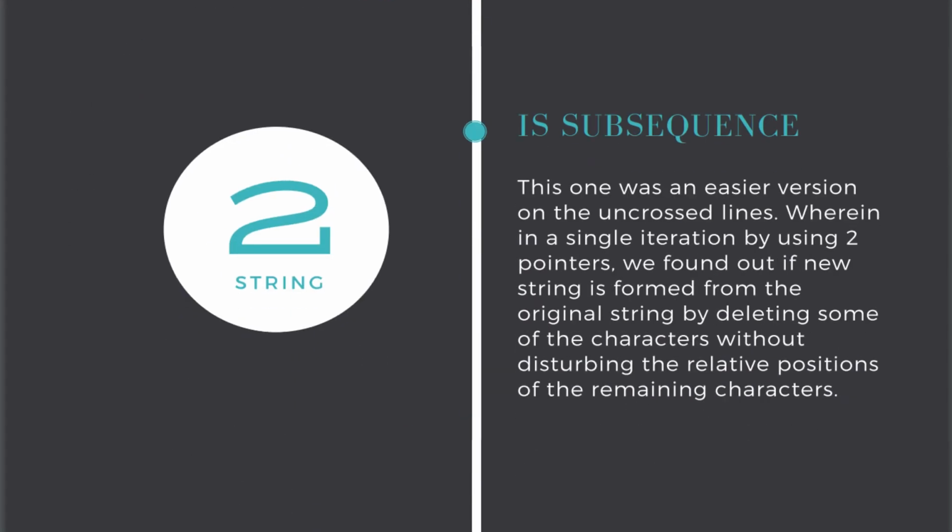The day 2 question was an easier version of uncrossed lines, wherein in a single iteration by using two pointers we found out if a new string is formed from the original string by deleting some of the characters without disturbing the relative position of the remaining characters.